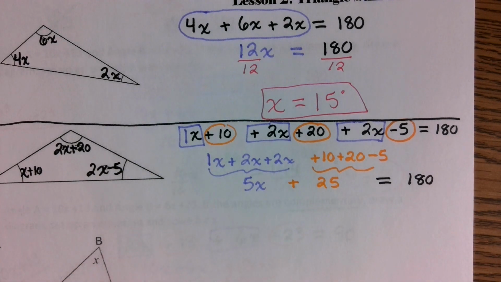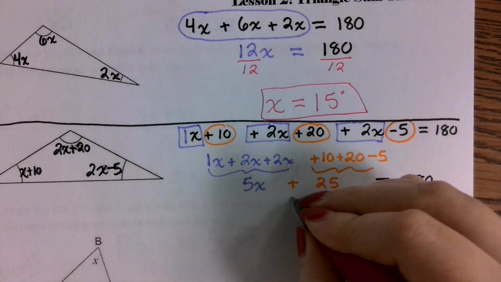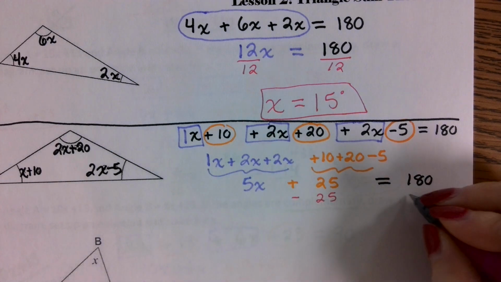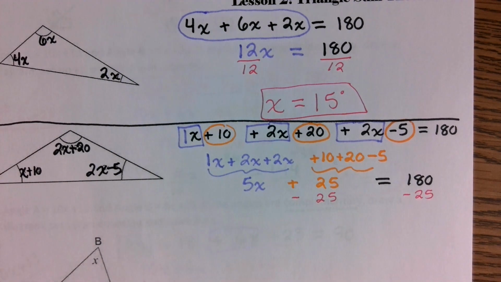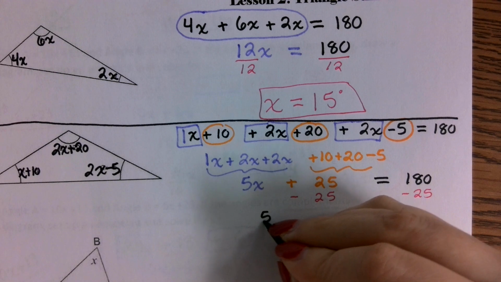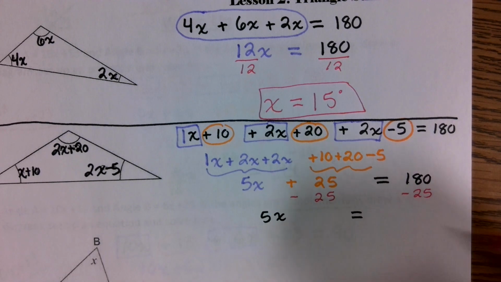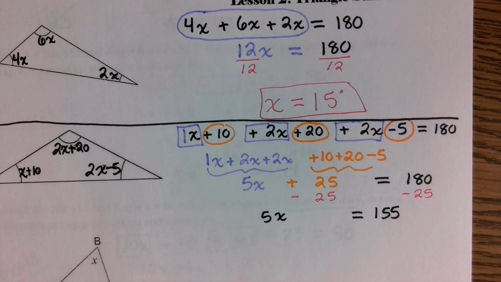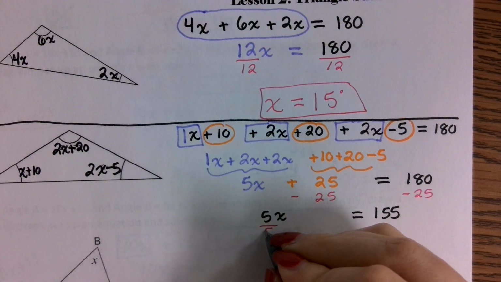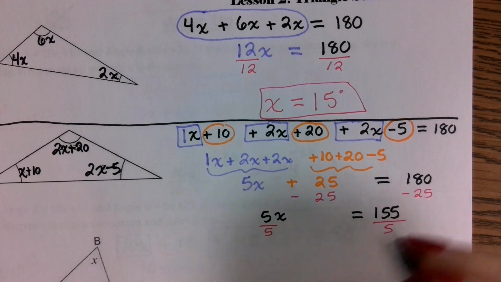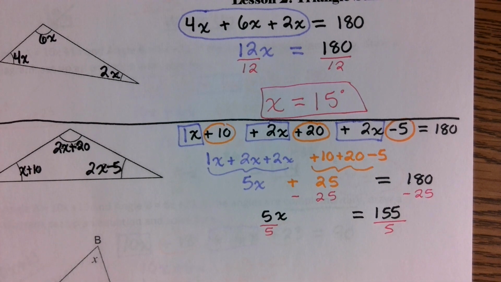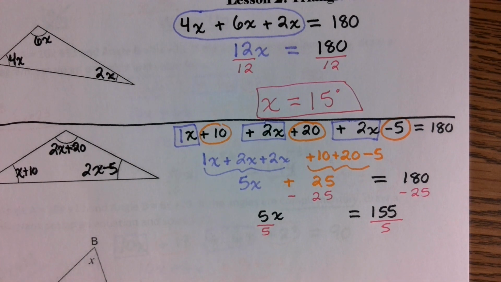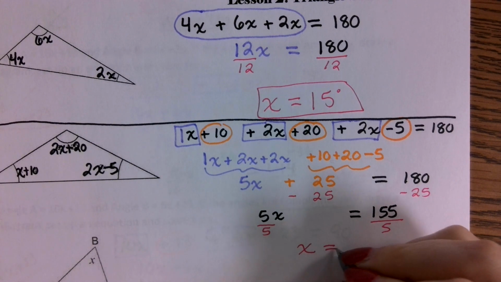Now we follow the process of solving by doing our inverse operations. The first thing we do, just like Angel was saying, we first have to subtract. We're going to subtract 25 from both sides. That gives us 5x is now equal to 155. And then our last step is to divide both sides by 5. Okay, when we do 155 divided by 5, we're going to get x is equal to 31.